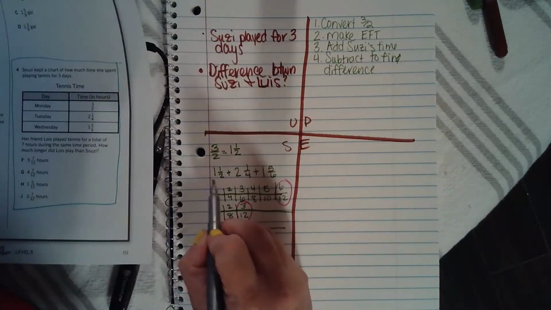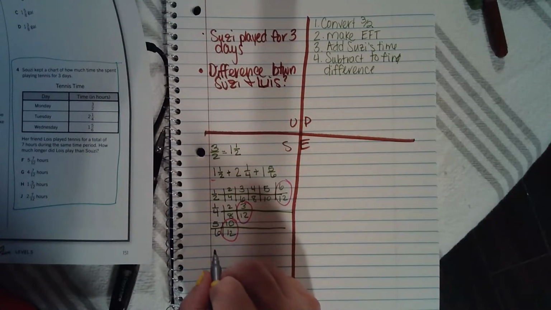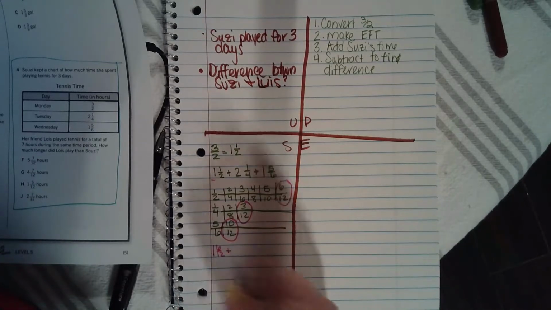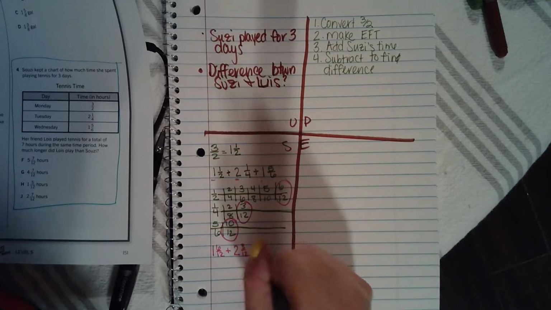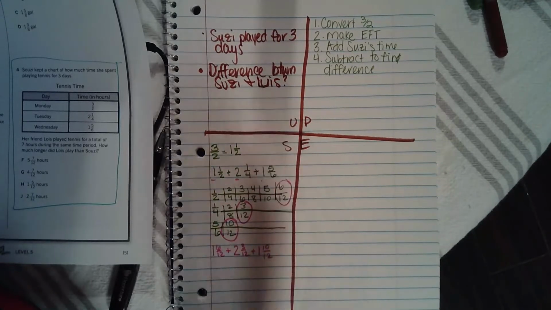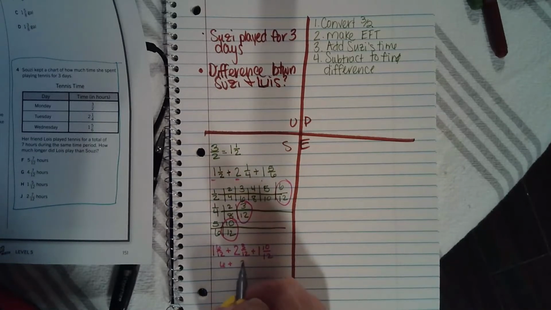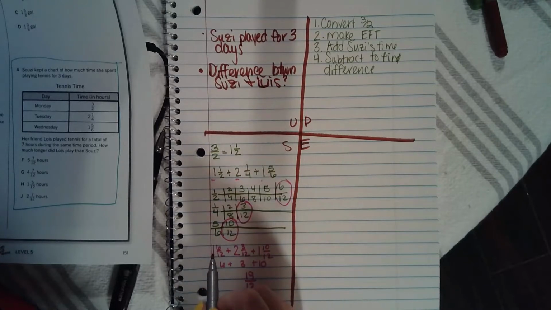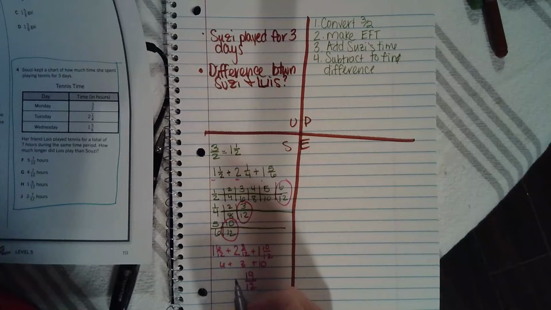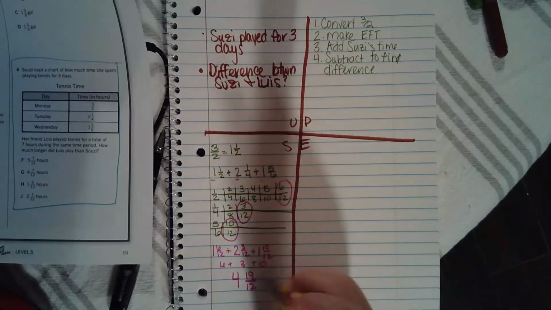Don't forget your whole numbers. So 1 and 1/2 is 1 and 6/12 plus your 2 and 3/12 plus 1 and 10/12. So add up all of your fractions first. So 6 plus 3 plus 10 equals 19/12. Okay, add up your whole numbers. 1 plus 2 plus 1 is 4. So you have 4 and 19/12.